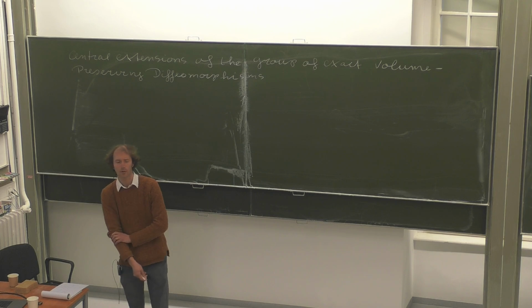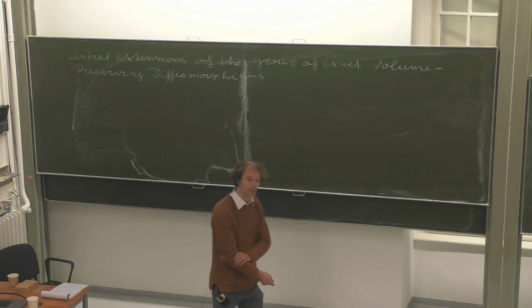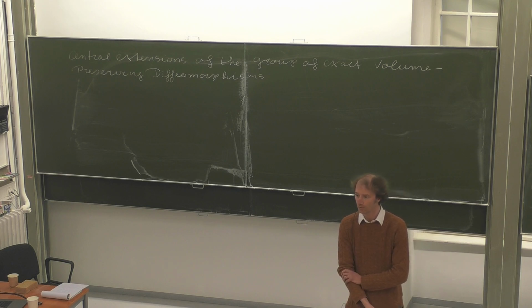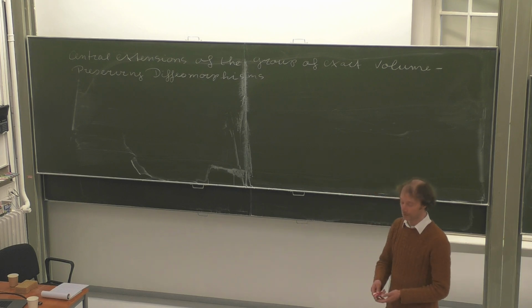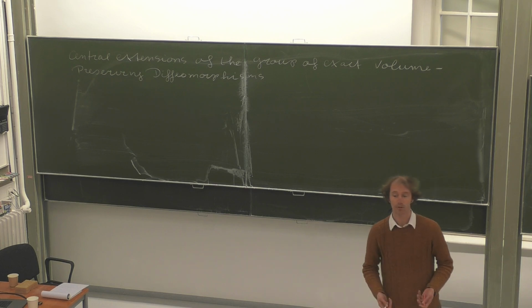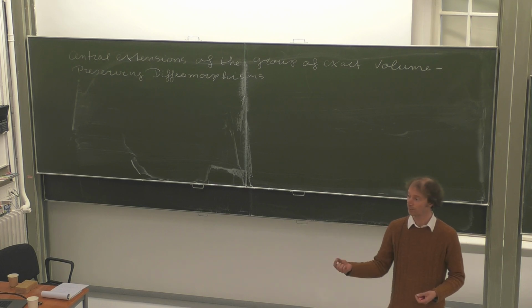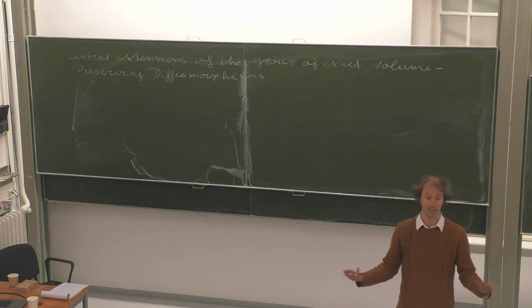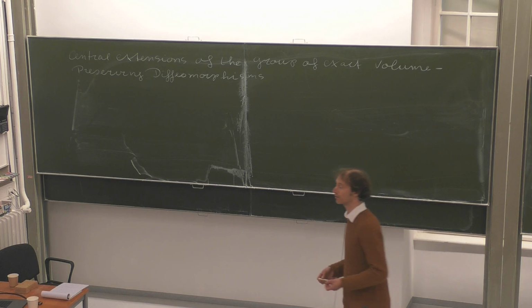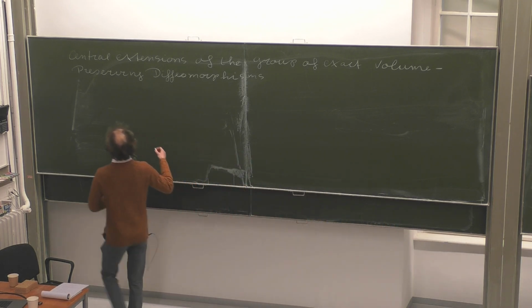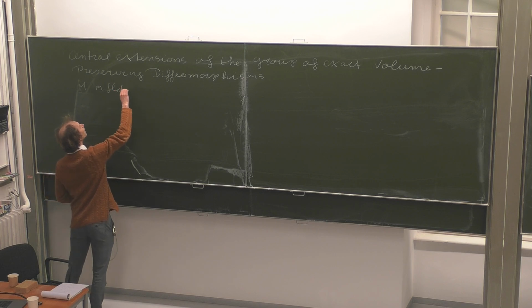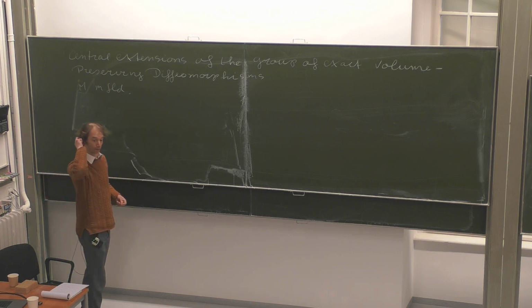I would like to talk a little bit about central extensions of the group of exact volume preserving diffeomorphisms. So this group will be a Lie group if the manifold is compact. But a lot of what I'm going to say actually doesn't involve the group, it involves the Lie algebra. So if I'm talking about the Lie algebra, I won't need any compactness assumptions. So in that case, M is just a manifold with a volume form.